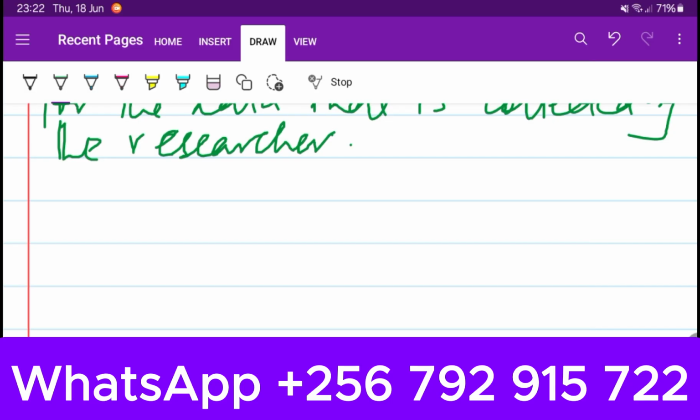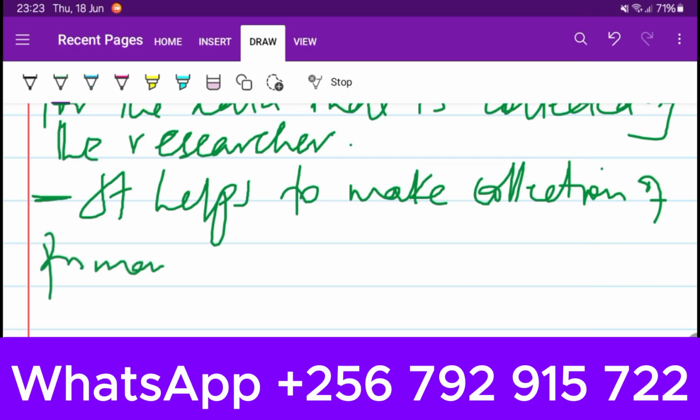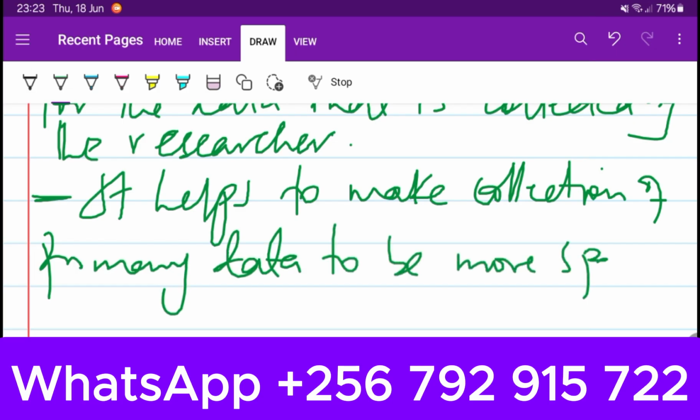So we've said that it helps the collection of primary data to become more specific and easy, because one is able to identify the gaps and the inefficiencies so that the additional or missing information may be collected. So those are some of the advantages that we can think of.